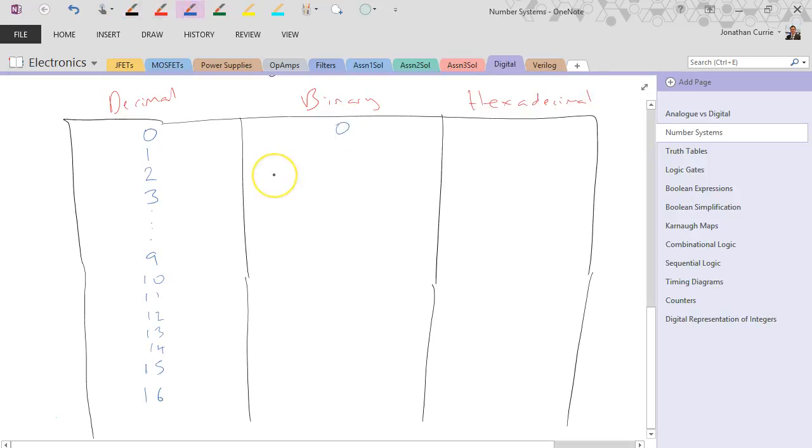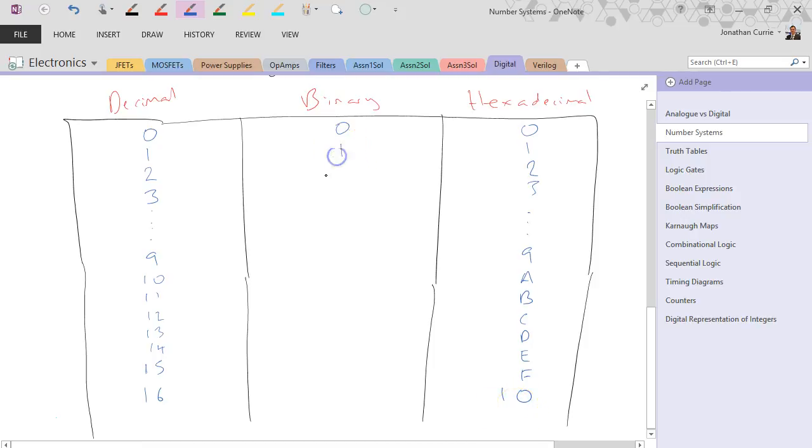Okay, binary 0, hexadecimal 0. In fact, hexadecimal is easy. It continues. We just have to use the numbers or the letters all the way through until we get to 10. We'll come back to this interesting one shortly.